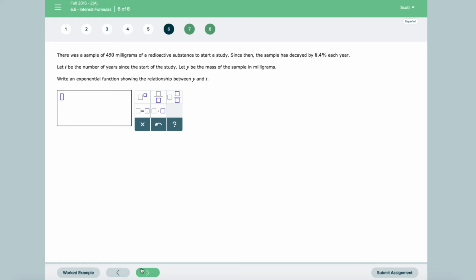Number 6, there was a sample of 450 milligrams of radioactive substance to start a study. Since then, the sample has decayed, so in this case it's going down, by 8.4% each year. Okay, so it wants us to now write an exponential function. Exponential function is y equals the start times the ratio or the amount of change raised to the T power. So let's plug in what we know. Our starting amount is 450.